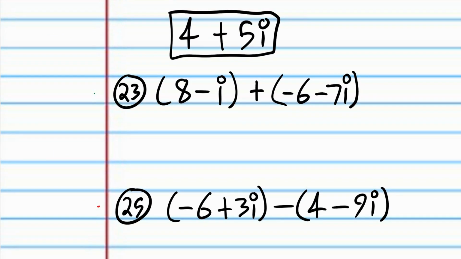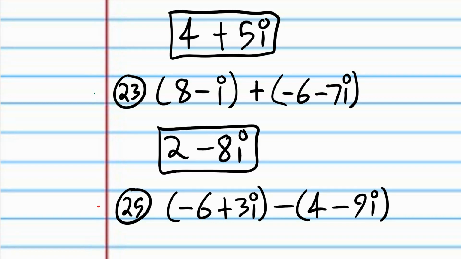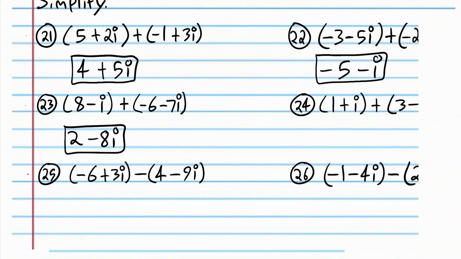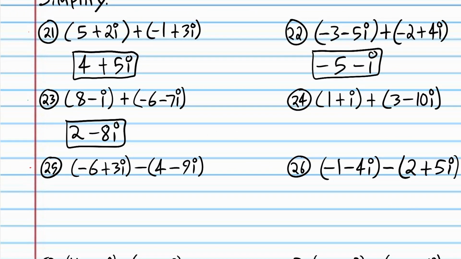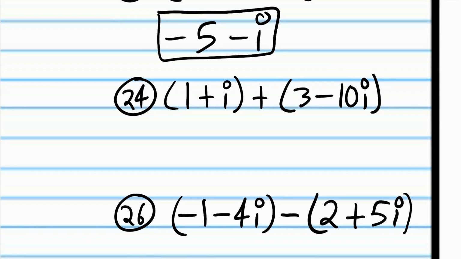All right, we're back. 8 plus negative 6 is 2. Negative i plus negative 7i is negative 8i. If you got that answer, good job. All right, so why don't you try number 24, and when you come back, we'll do it together. All right, we're back. 1 plus 3 is 4. i plus negative 10i is negative 9i. If you got that answer, good job.